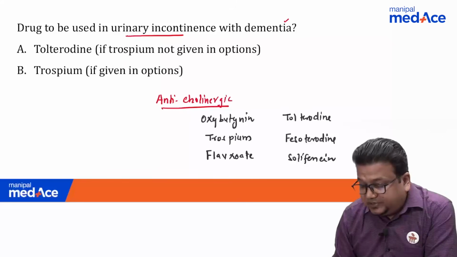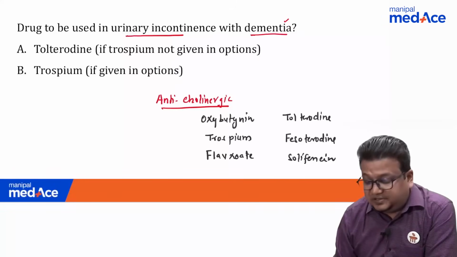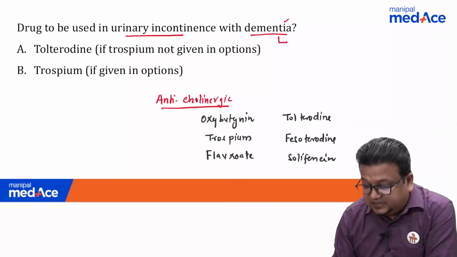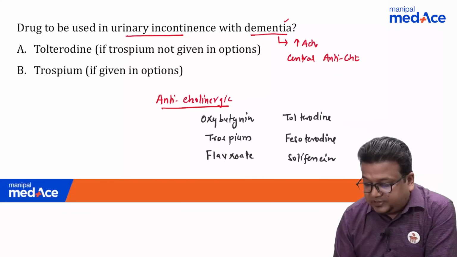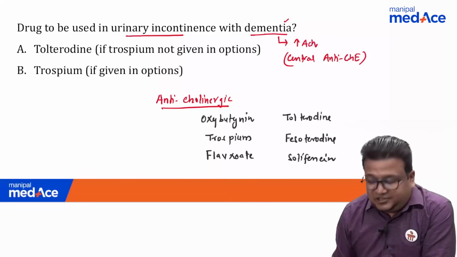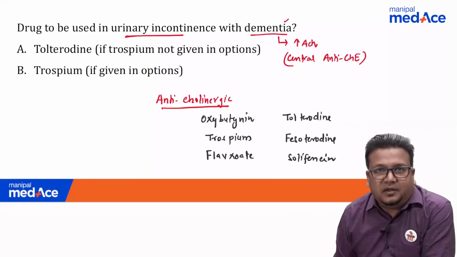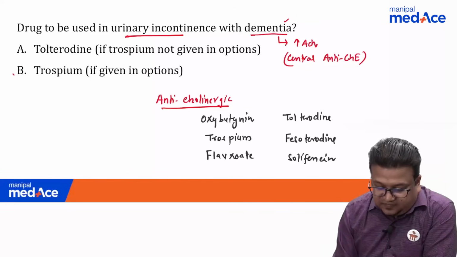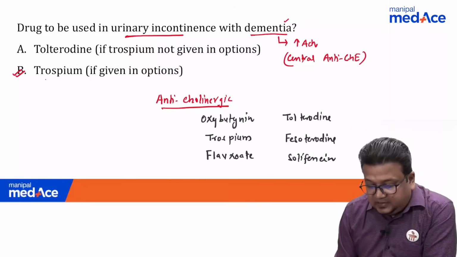But the question is also mentioning dementia, suggestive of Alzheimer's disease. Now for treatment of Alzheimer's disease, we want to increase acetylcholine in CNS, and that is why we give the central anticholinesterase. So we want to use such an anticholinergic for urinary incontinence in this patient that will not cross the blood-brain barrier and will not oppose acetylcholine action in CNS. So if trospium was given in the option, that will be the best answer.